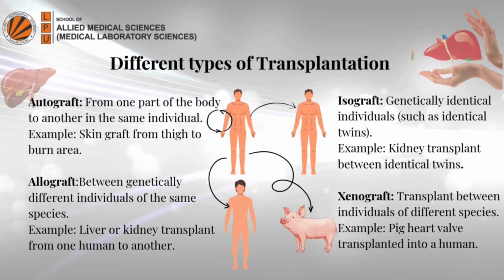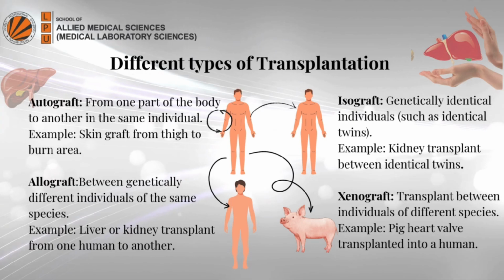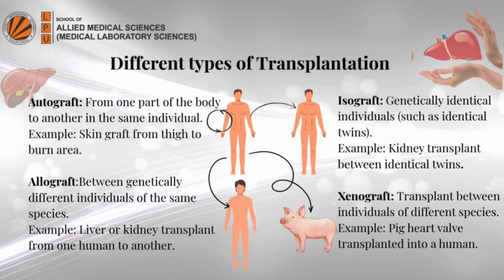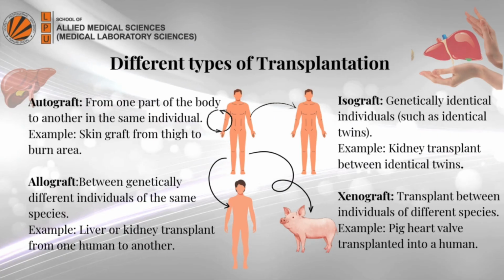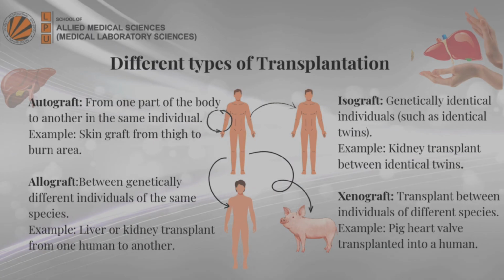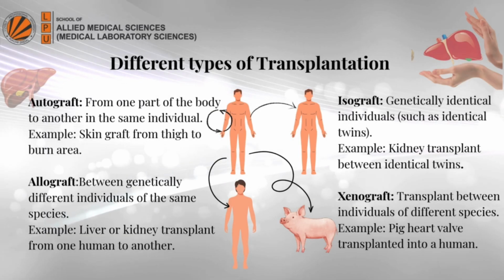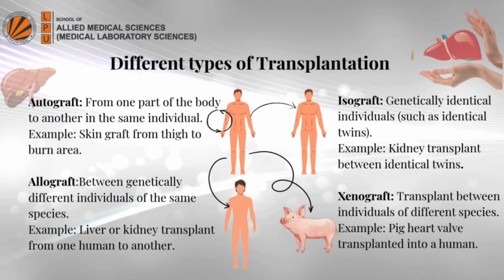There are different types of transplantation. Autograft: tissue transplanted from one part of the body to another in the same individual. Isograft: transplant between genetically identical individuals, such as identical twins. Allograft: transplant between genetically different individuals of the same species. Xenograft: transplant between individuals of different species.